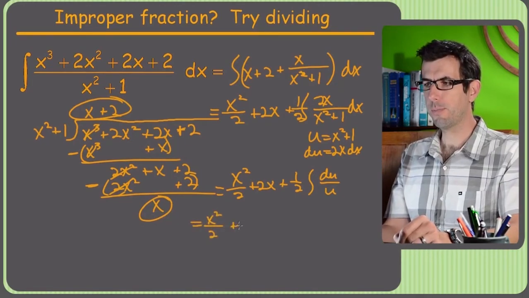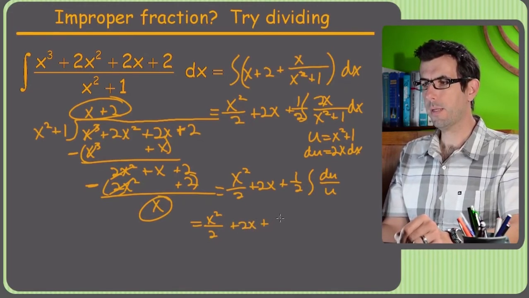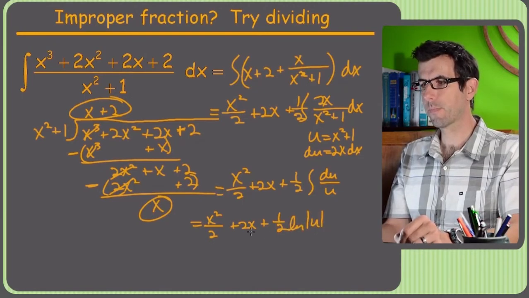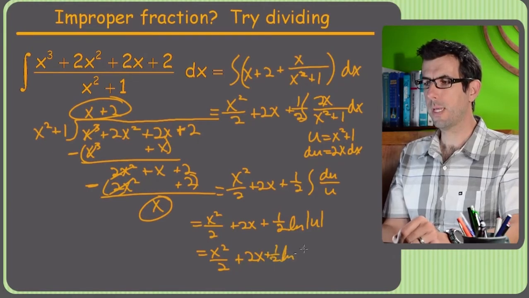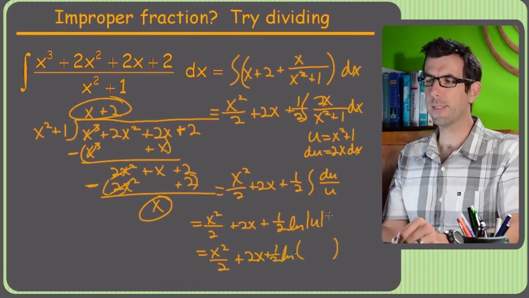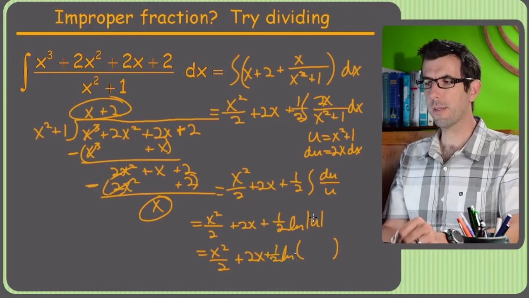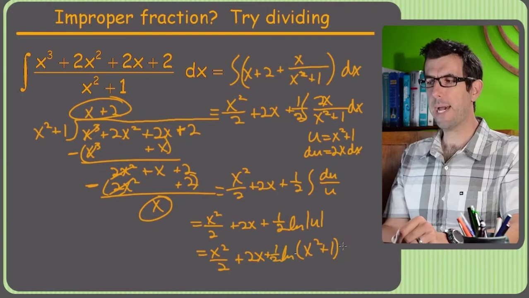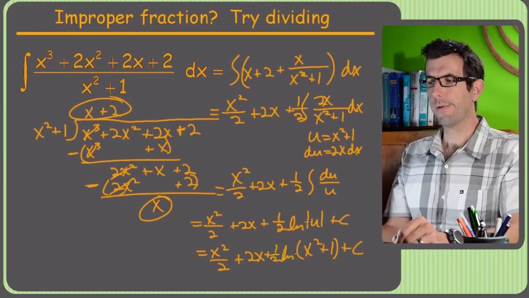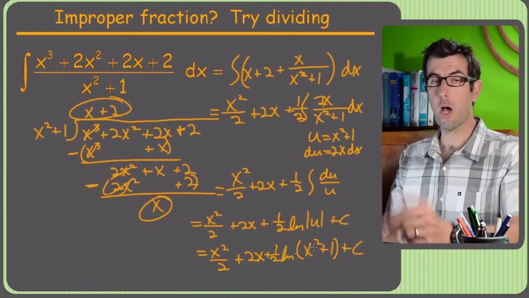So it's x squared over 2 plus 2x plus 1/2 times ln of absolute value of u. And now we just got to get rid of the u by putting in the original. Actually, I don't know if you have to do this. You probably don't have to do this, but I'm going to convert the absolute value bars back to parentheses because x squared plus 1 is always positive.